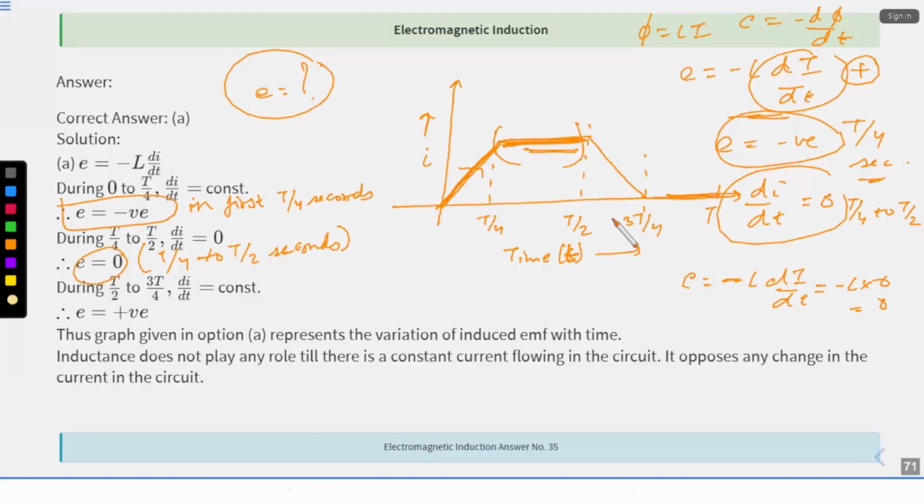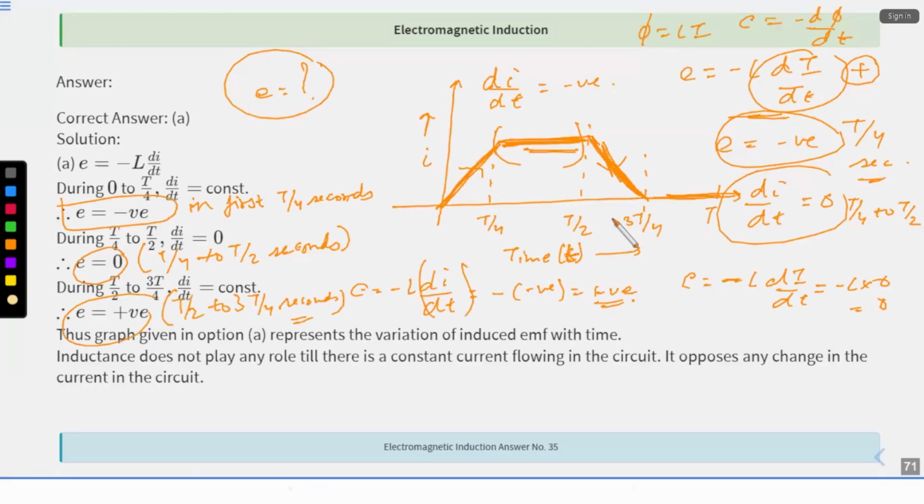And then going on to the last section, not last, second last. In here, I can see that current is decreasing with time. That is, as time is increasing, current is decreasing like this. So in this case, my di by dt is negative. So EMF is given by minus L di by dt. So negative into negative will become positive. So it is positive from t by 2 to 3t by 4 seconds.